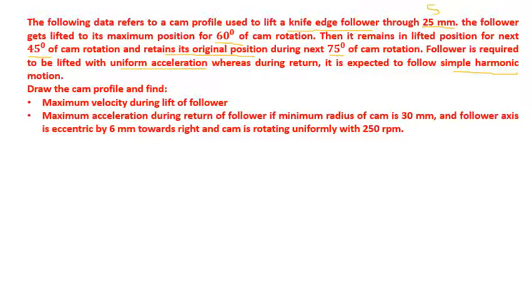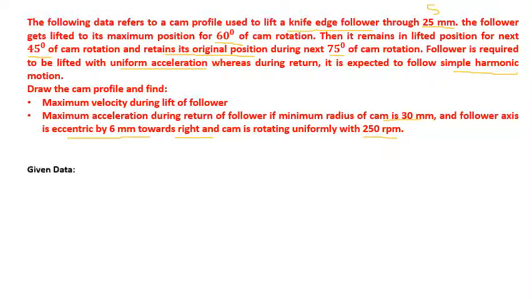So draw the cam profile and find maximum velocity during lift of a follower, maximum acceleration during return of the follower. If minimum radius of cam, which is nothing but base circle radius, is 30 mm, the follower axis is eccentric by 6 mm. So this is not the radial follower, this is eccentric one, towards the right, and even position also given. Cam is rotating uniformly with 250 rpm. Speed is given, and let us assume it is rotating in a clockwise direction.